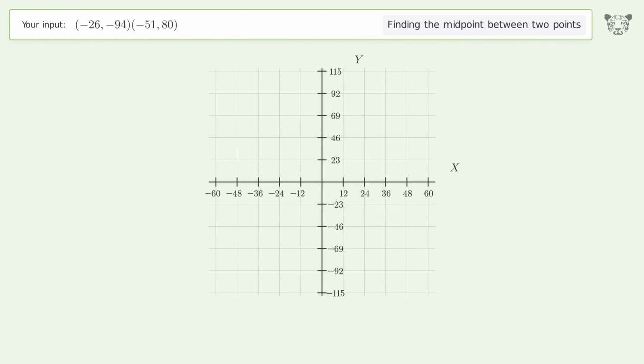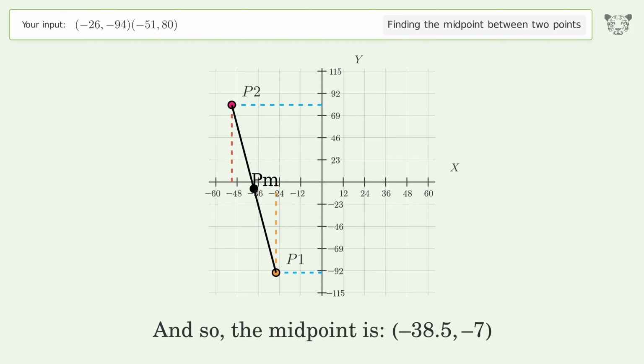And so, the midpoint is negative 38.5, negative 7.